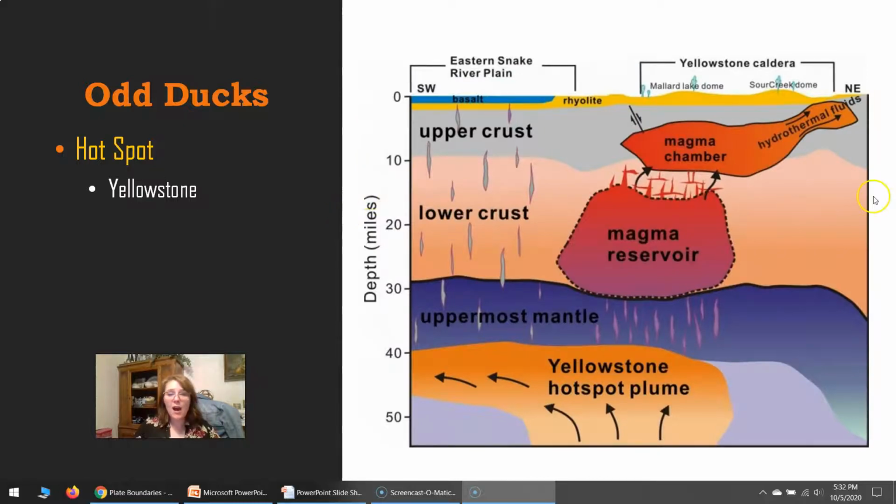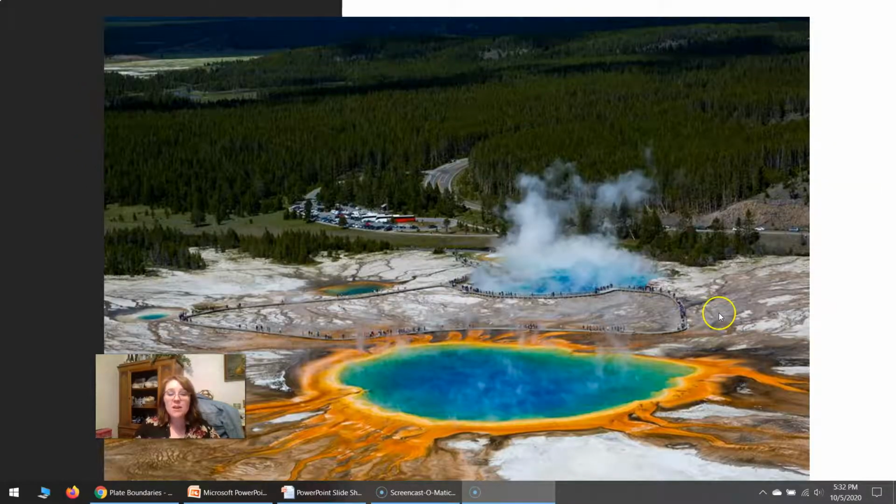Okay, when you have a hot spot on land, you get something cool like Yellowstone. And I put some pictures of Yellowstone in here because it's just amazing. So we have this magma that for some reason is closer to the surface. It heats up a bunch of water and causes all of these cool things that I'll show you a picture of right now.